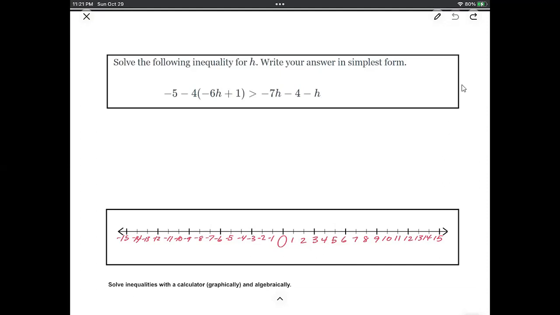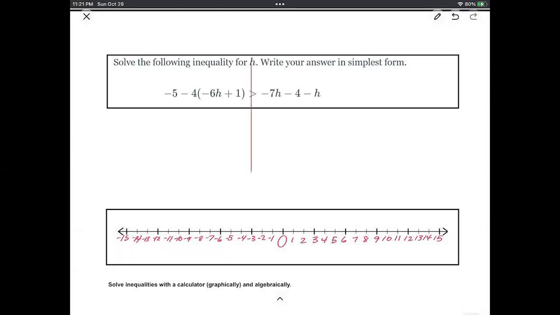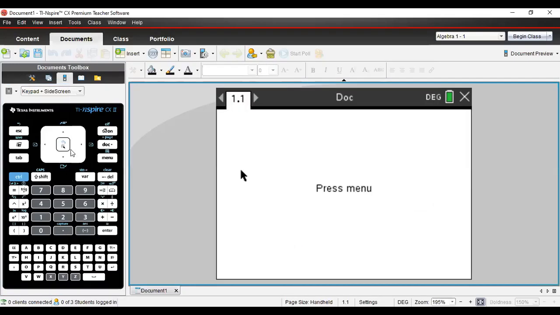First thing, just like we did before, we're going to draw a line down through the inequality. Everything on the left goes in f1 of x, everything on the right goes in f2 of x, and we're going to find where they intersect. Notice I said x, not h. That means when you graph this, you're going to have to replace the h with an x. Please do not graph an h or any other variable besides x. So let's go to the calculator.